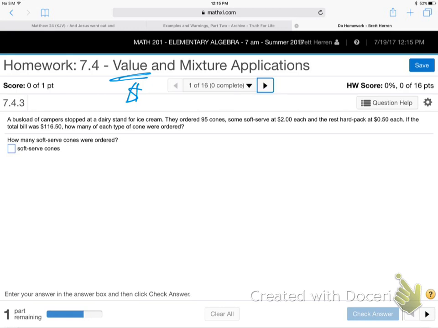A busload of campers stopped at a dairy stand for ice cream. They ordered 95 cones. It's a lot of cones. Some soft serve at $2 each, and the rest hard pack at 50 cents each. If the total bill was $116.50, how many of each type of cone were ordered? All right, it's a money word problem.